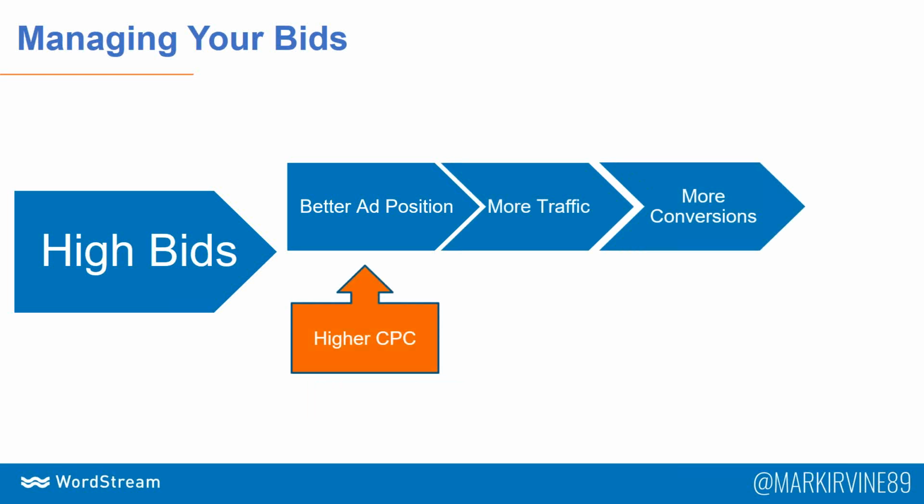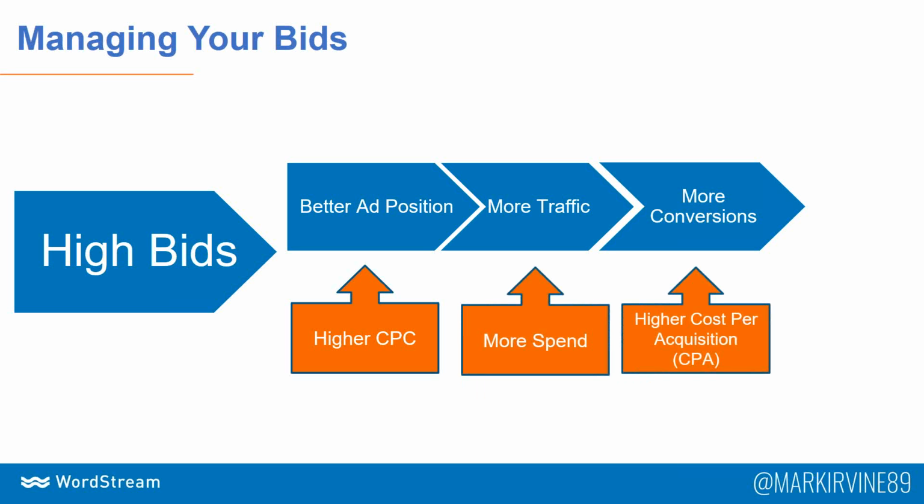But when I increase my bids, I'm also going to pay more per click. I'm going to have a higher cost per click or a higher CPC. I'm going to spend more as I pay more and I get more traffic. And I'm likely going to also see that I have a higher cost per acquisition or a higher CPA.